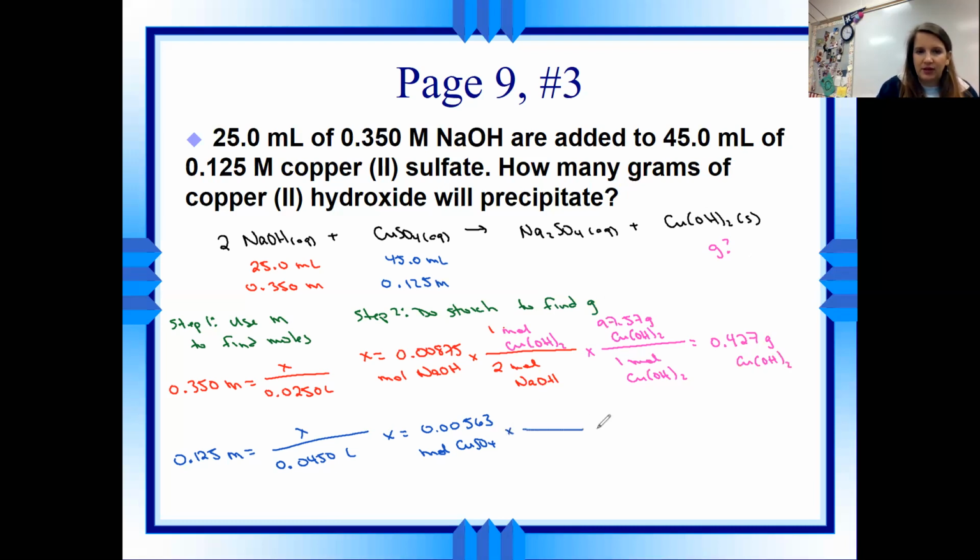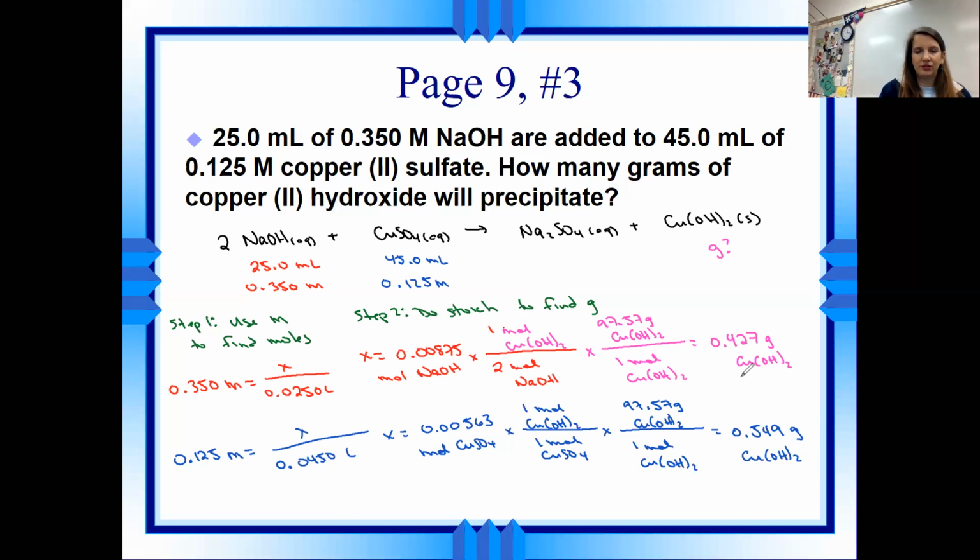Then I'm going to do the same thing starting with my copper sulfate though. So I've got 1 mole of copper sulfate down here. I have 1 mole of copper hydroxide up here. And then I'm going to finish it up with the same setup as the above one, where I'm going to have my molar mass, the 97.57 grams of Cu(OH)2 up here on the top. And then I'm going to go ahead and solve. And this one ends up being 0.549 grams of Cu(OH)2. And so then remember, I forgot to color code there on the bottom, I apologize.